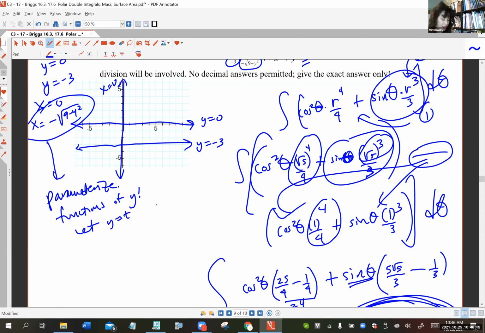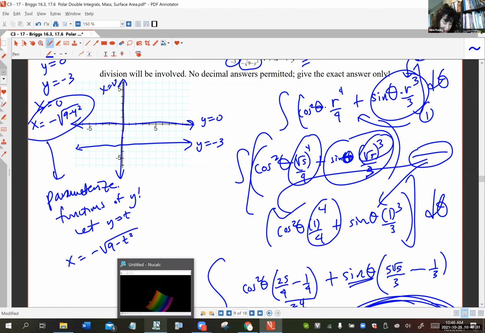And then what's x? Well, x is the opposite of the square root of 9 minus y squared. But if y is equal to t, then you just substitute. x will be negative square root of 9 minus t squared.